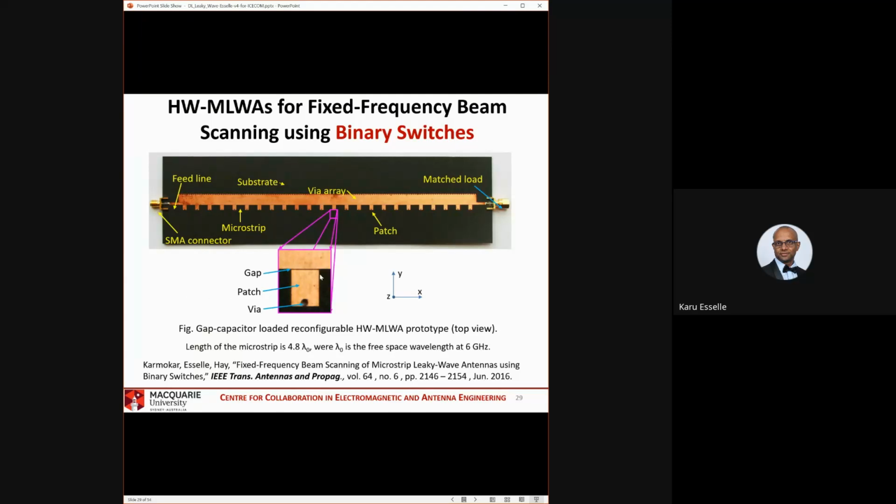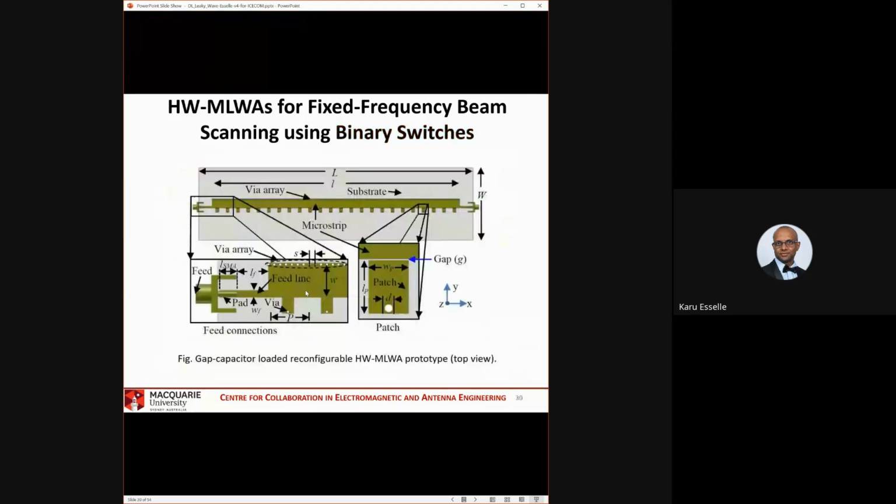So there's a patch here. This is not a microstrip patch, radiating patch. It is just another smaller conducting patch. This is the microstrip line, and you can see there's a tiny gap between these two. That provides DC isolation between the patch and the line. So that way we can bias these switches individually. The other end of the patch has a via.